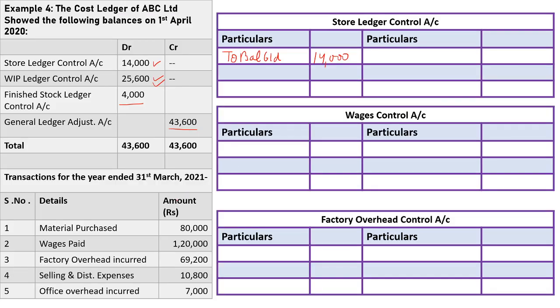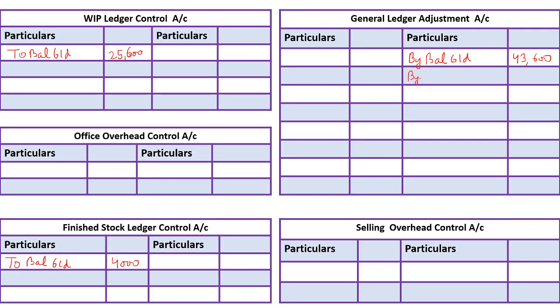Now we take one by one our transactions for the year ended 31st March 2021. Our first transaction is material purchased amounted to 80,000. So our entry is stores ledger control account debit to GLA, because material is increased in the store, and in place of cash we use general ledger adjustment account. So in stores ledger control account we write to general ledger adjustment account for the purchase of material costing rupees 80,000, and in general ledger adjustment account we write by stores ledger control account 80,000 rupees.